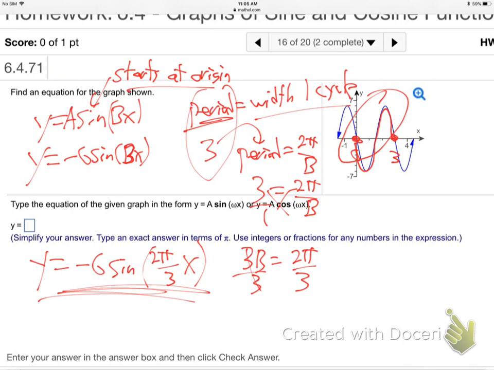Is that good? See how we did that then? So the whole key is finding the width of one cycle, right? That's the period. And then writing the period equals 2 pi over b to solve for b. Good? So this gives people trouble on the test. Anything else I can say?